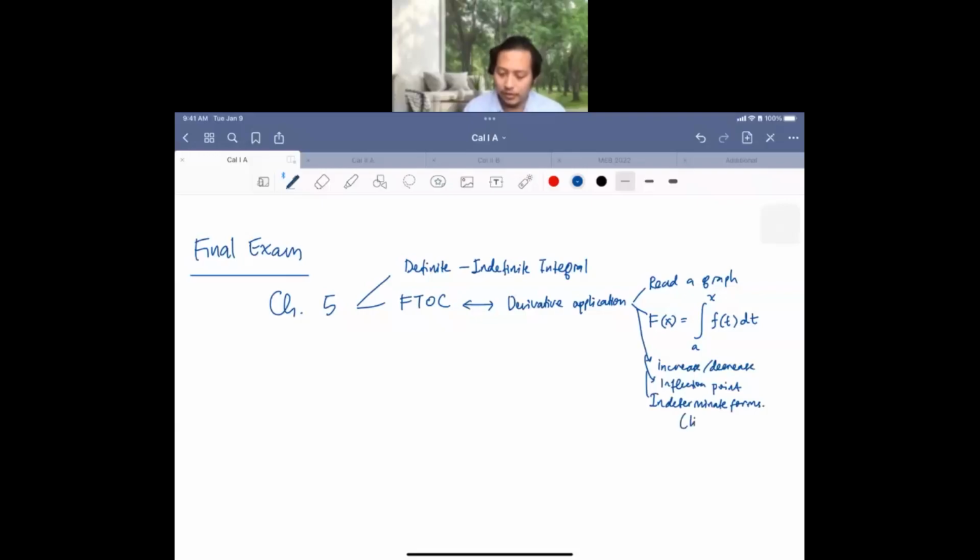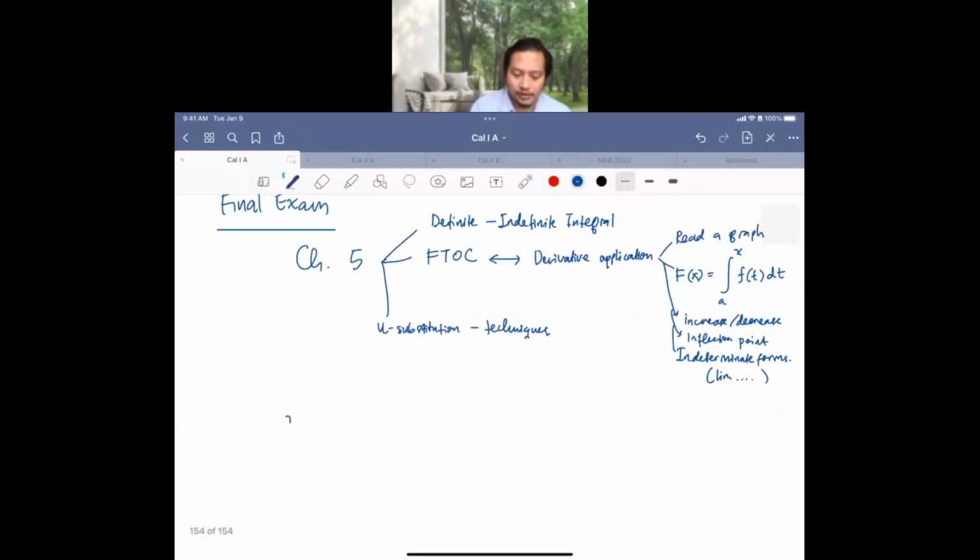Which means it will be some of the limit, okay? But the limit will have an integral, okay? But this is just a few questions about this. And then chapter 5 also talks about the use of substitutions. Okay, so it's related to techniques of integral. And then chapter 6, okay, area between curves. And then volume.